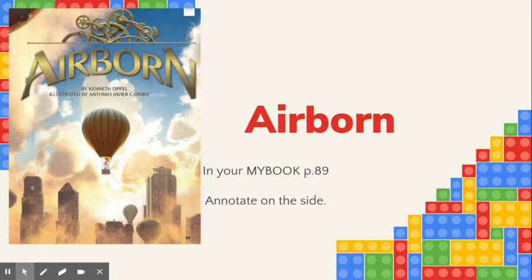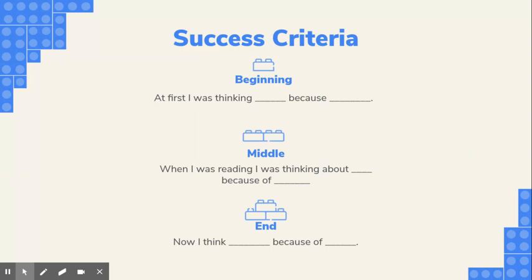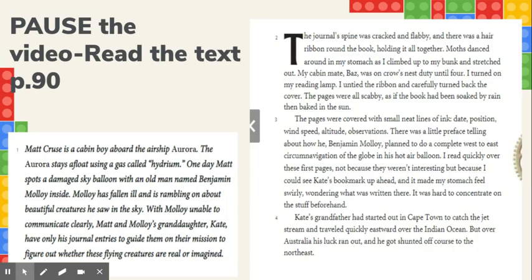So I need you to go into your My Book on page 89. Our success criteria is at the beginning, what are you thinking? And why are you thinking it? I need a really good explanation. In the middle, I was reading and I was thinking about something while you were reading, and you did this because of what text evidence. And then at the end, how have your thoughts changed?